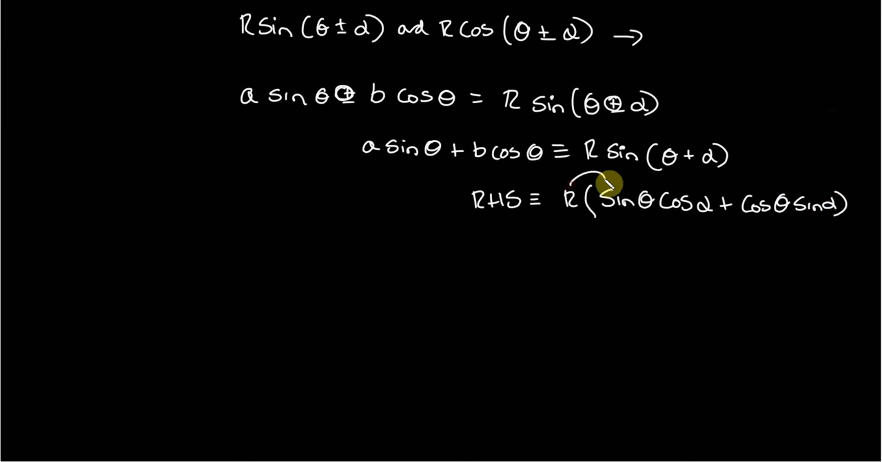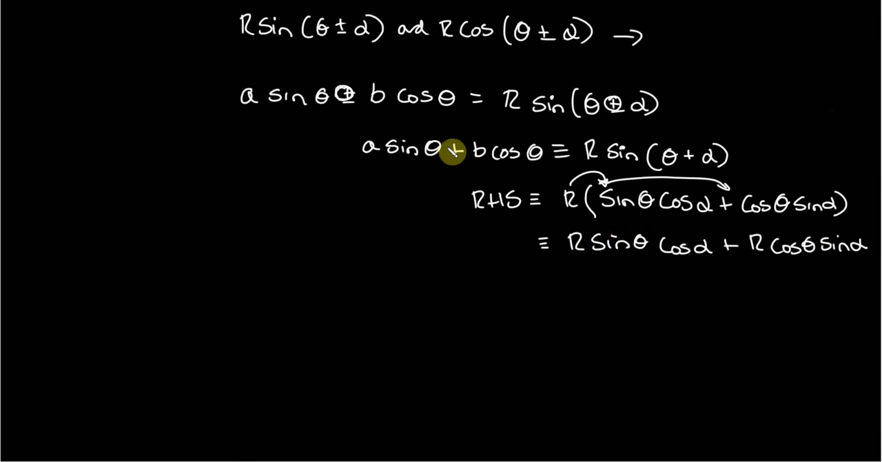And now we can just use the distributive property, like so, and what one ends up getting is R sine theta cos alpha plus R cos theta sine alpha.